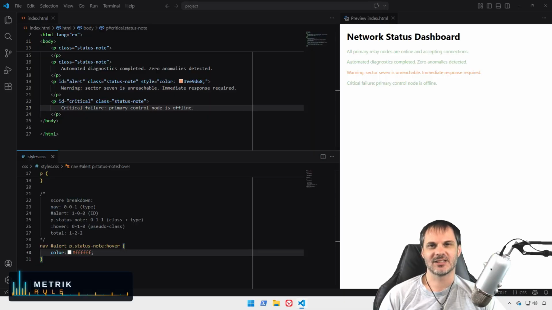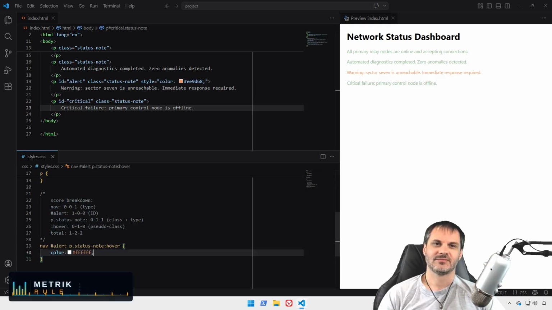Two classes, both 0,1,0, both targeting the same element. The one later in the style sheet wins. And this is where people sometimes get confused and think the order of classes in the HTML attribute matters. Like they think if they write class equals status-note critical versus class equals critical status-note, it changes which style applies. It does not. The HTML attribute order is irrelevant to CSS. The cascade looks at the style sheet, not the attribute.